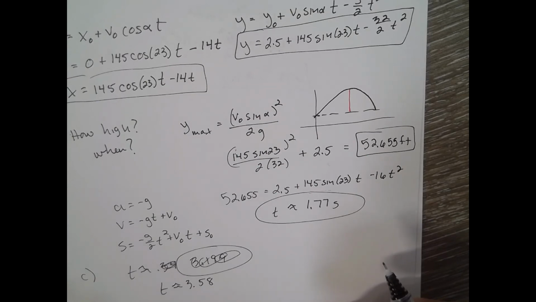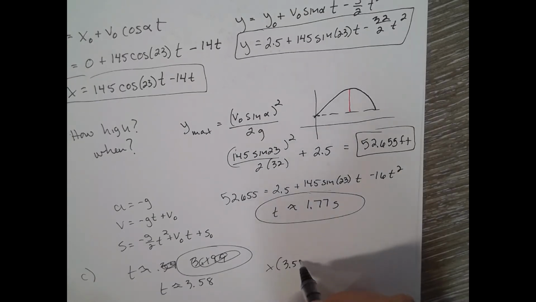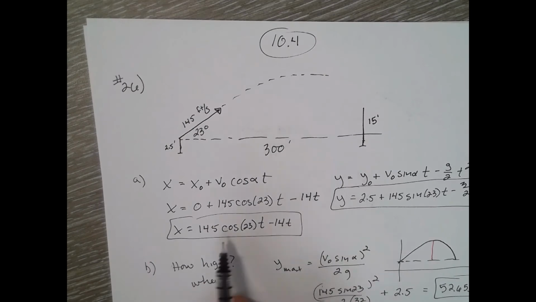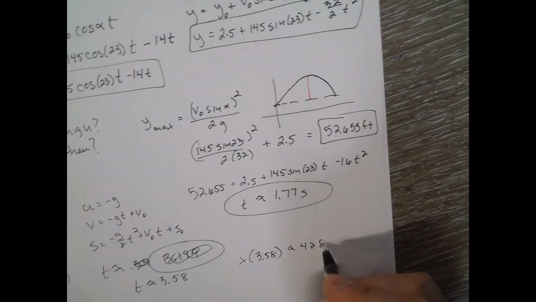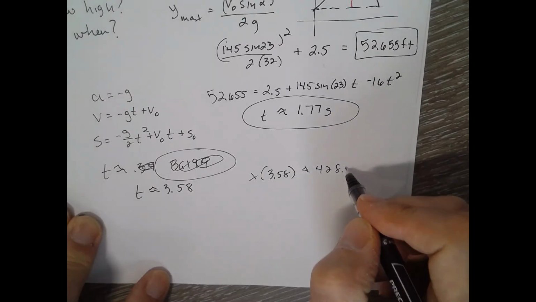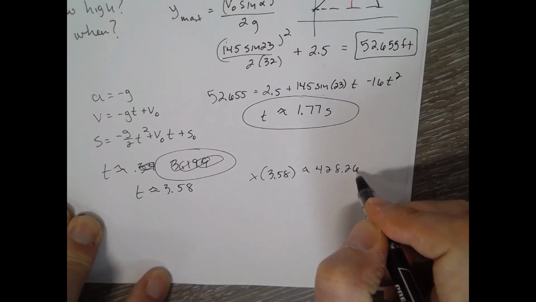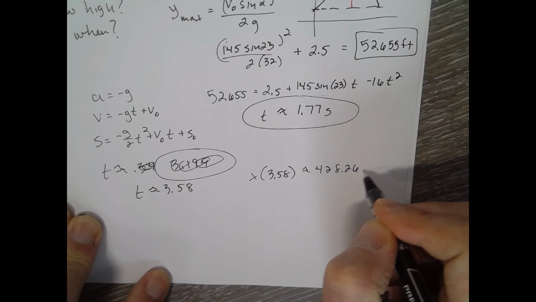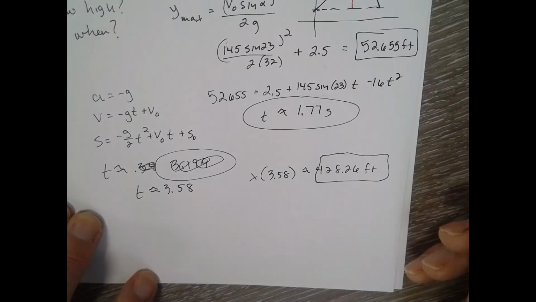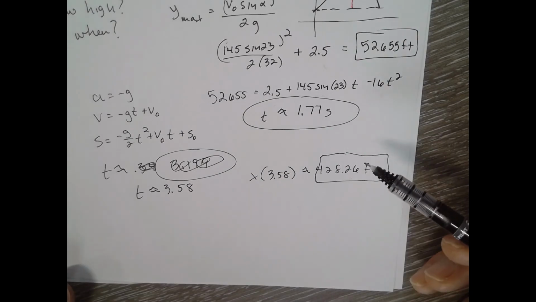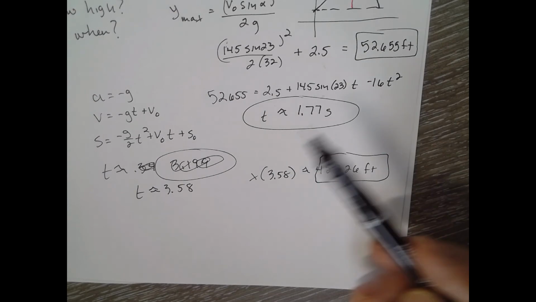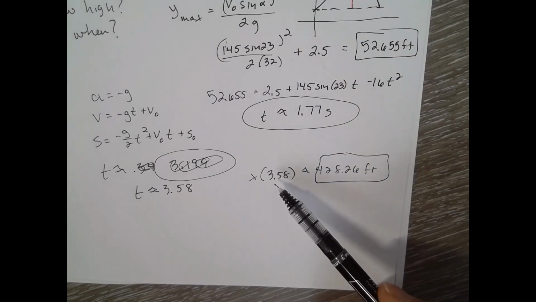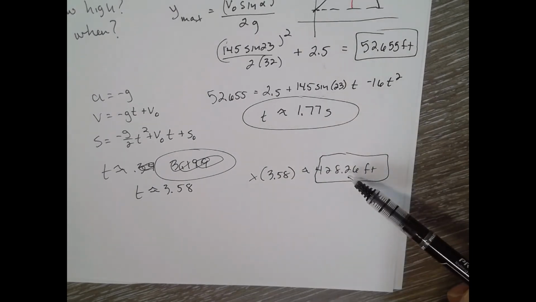So x of 3.58, plug it into our x equation right here, and we get 428.26 feet. So that's how far the baseball travels. Most ballparks, for sure. That's a pretty good poke. Did we answer the question? Find the range and the flight time. So we got the flight time of 3.58 seconds and the range 428.26.